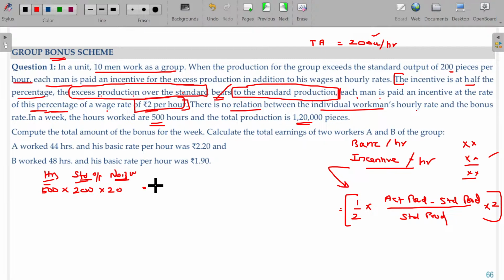What is the value? 10 lakhs or 1 lakh? The number of workers is 10, sorry. How many workers are there? 10 men only. What about 500 into 200? This is not 200 units produced per hour per worker. It is 200 units produced per hour per group of 10 workers. Then this value is 1 lakh. This is the standard output. What about the actual output? It is clearly stated as 1 lakh 20.